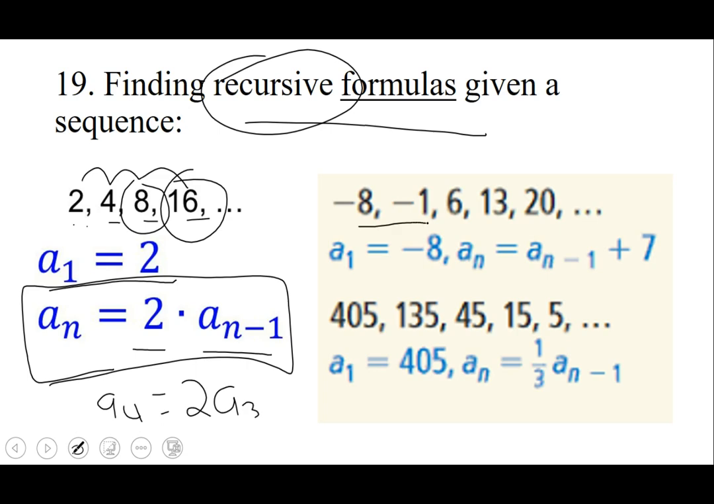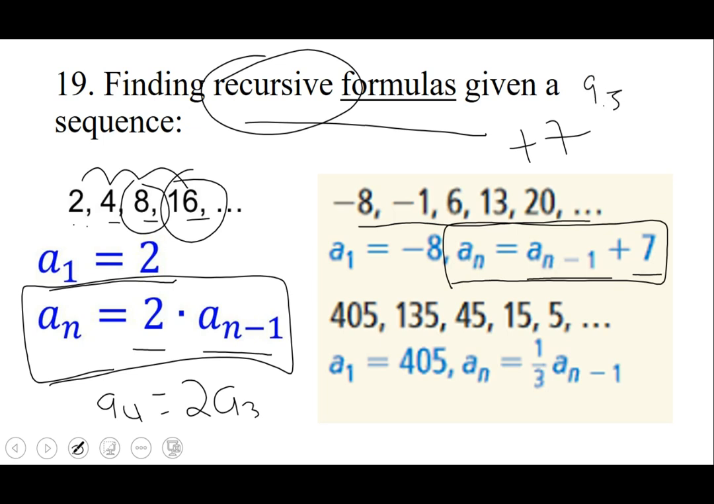Take a look over here, -8, -1, 6, 13, and 20. It is pretty obvious that you're adding 7 from one term to the next. How do you write that in terms of a recursive formula? Well, in this case, they're using the notation a sub n. So they're saying to find any term in the sequence, you're going to take the term in front of it, which would be a sub n minus 1, and you're going to add 7. So again, let's say you wanted to find the fifth term. That would mean that you're going to take the fourth term, and you're going to add 7. So if you were to do 13 plus 7, you would in fact get 20.